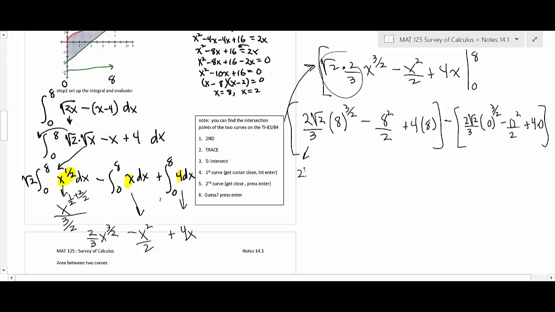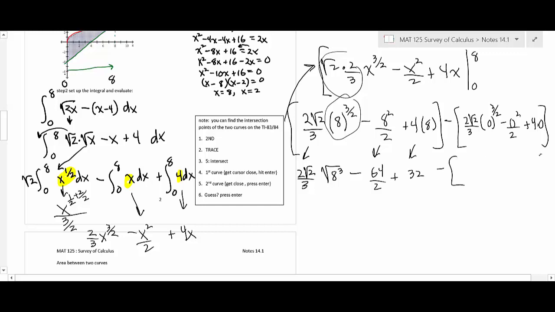This is 2 root 2 over 3. Now watch this piece right here. What you do on the square root of 8, you can change this to the second root of 8, to the third power. That's what a 3/2 power is: it's the square root of 8 to the third. Then you go here, that's going to be 64 over 2, and then this is going to be 32.